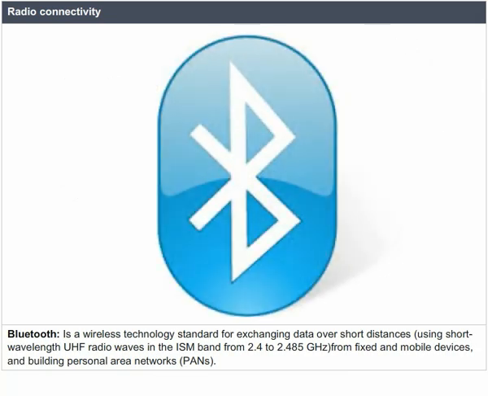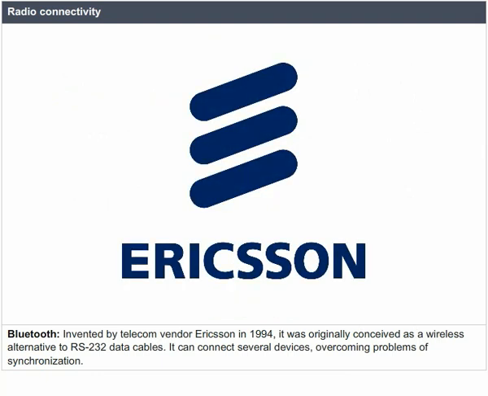Bluetooth. Bluetooth is a wireless technology standard for exchanging data over short distances using short wavelength UHF radio waves in the ISM band from 2.4 to 2.485 GHz from fixed and mobile devices and building personal area networks, PANs. Invented by telecom vendor Ericsson in 1994, it was originally conceived as a wireless alternative to RS-232 data cables. It can connect several devices, overcoming problems of synchronization.